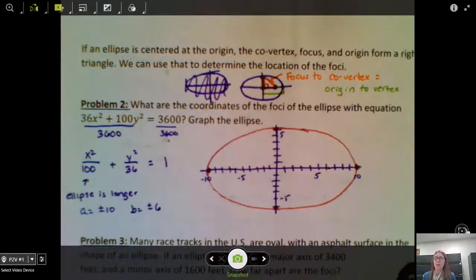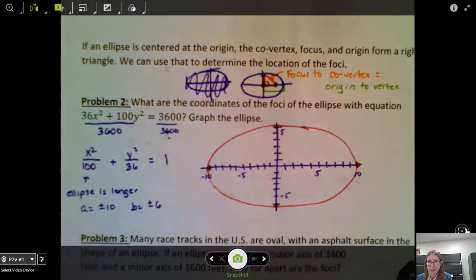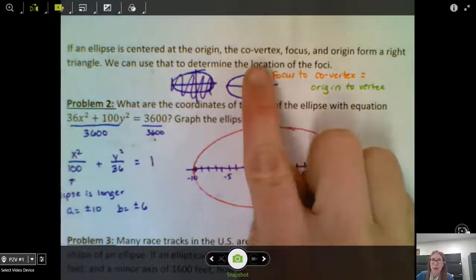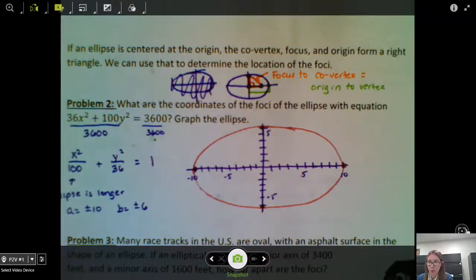All right, we still have to figure out where our foci are though. So we got our equation. We know that our ellipse is longer. We know our vertices are at 10 and -10. Co-vertices are at 6 and -6. But we still have to figure out those foci. To find the foci, we have to use this fact that the co-vertex, the focus, and the origin are going to form a right triangle. So let's look at what we have here.